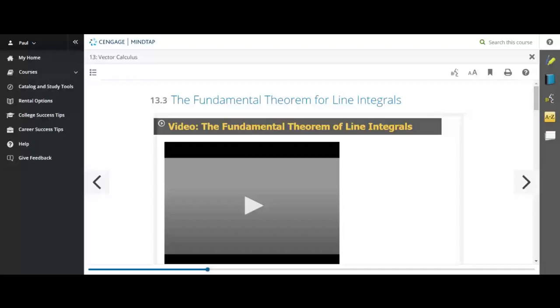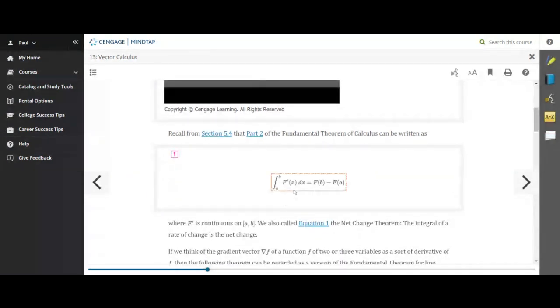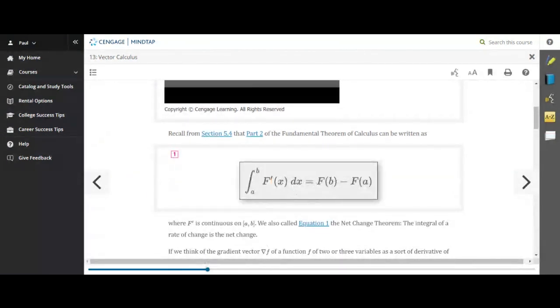All right, so now we're in section 13.3, the fundamental theorem for line integrals. You remember the fundamental theorem of calculus, right? You remember this theorem, right? How many recall that, this theorem from Calculus 1?